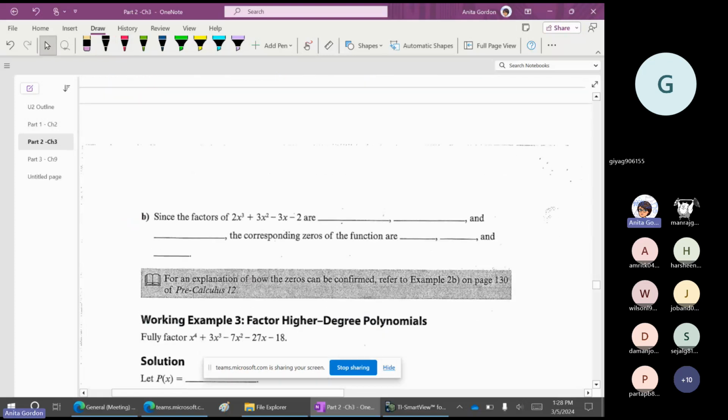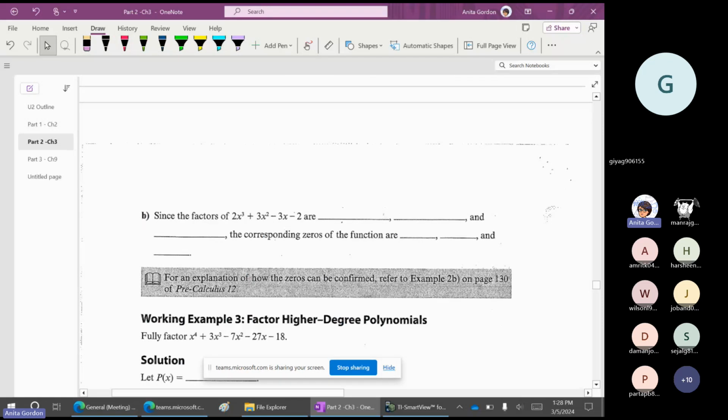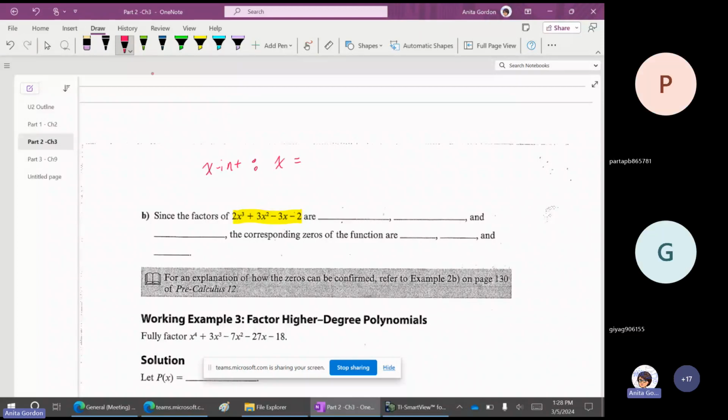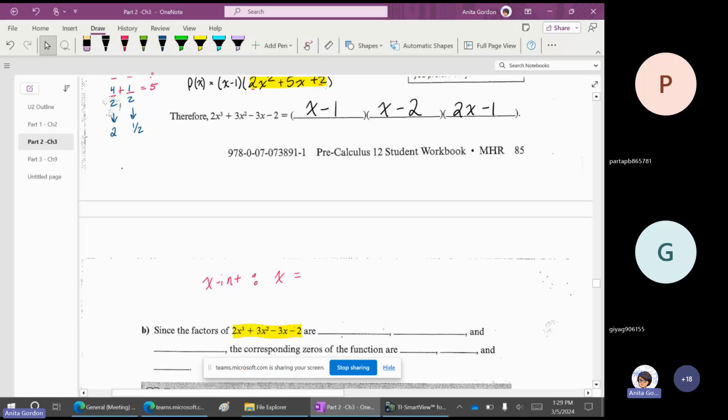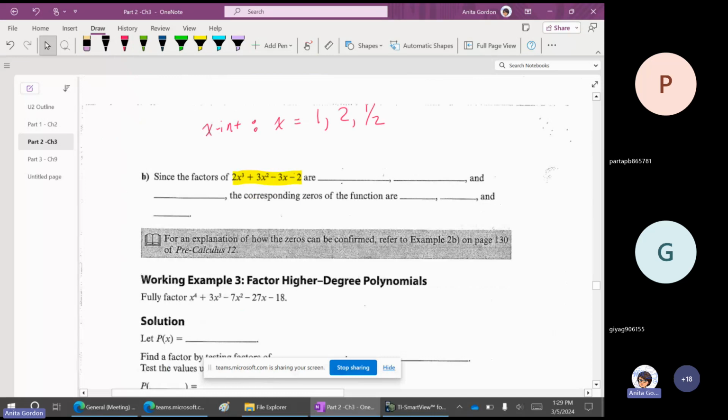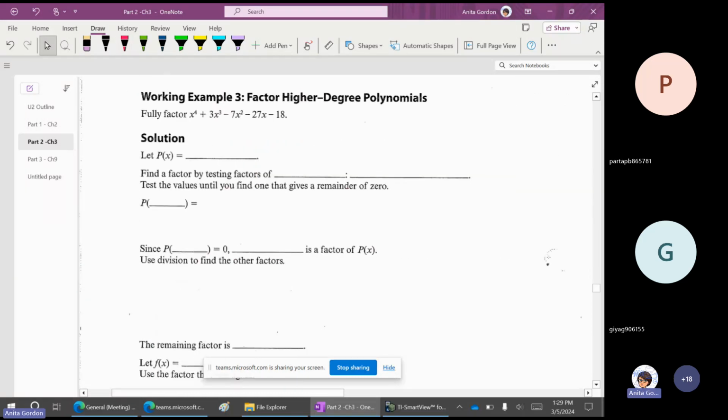This is just identifying and connecting the fact that part B is saying that if you know the factors, then these also represent the x-intercepts. All right, so given our polynomial function, the x-intercepts are at x equals, oh, where did I go? Oh, my screen is frozen. There it is. 1, 2, and 1/2. All right, next one.